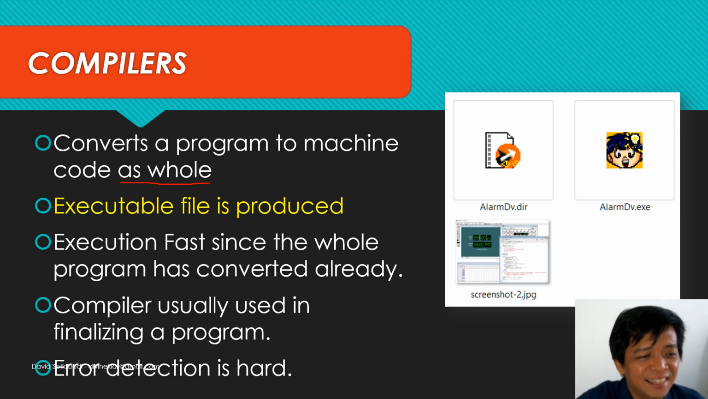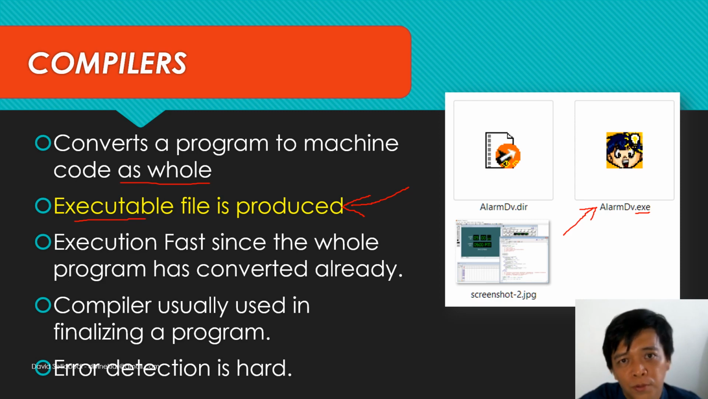The second one is that an executable file is produced. You see, this one is Alarm DV.exe, executable. Interpreters don't produce any executable file. Some questions on the test ask whether a compiler can produce an executable file. That is true. But if there's a statement saying that interpreters produce an executable file, the answer is no. False.